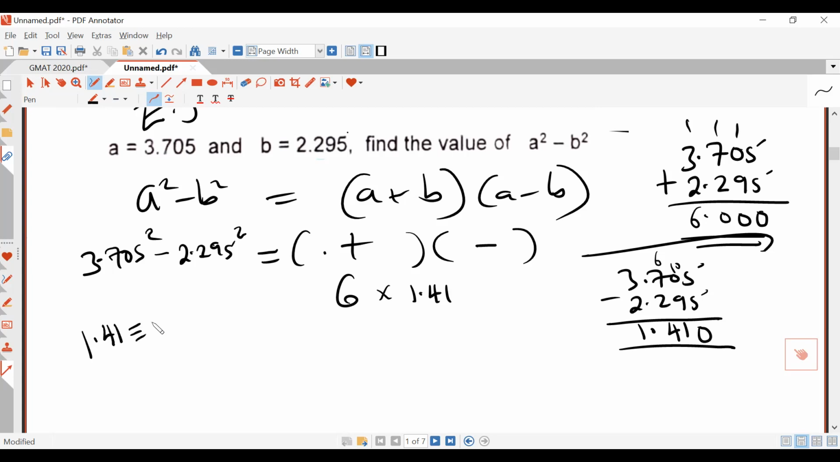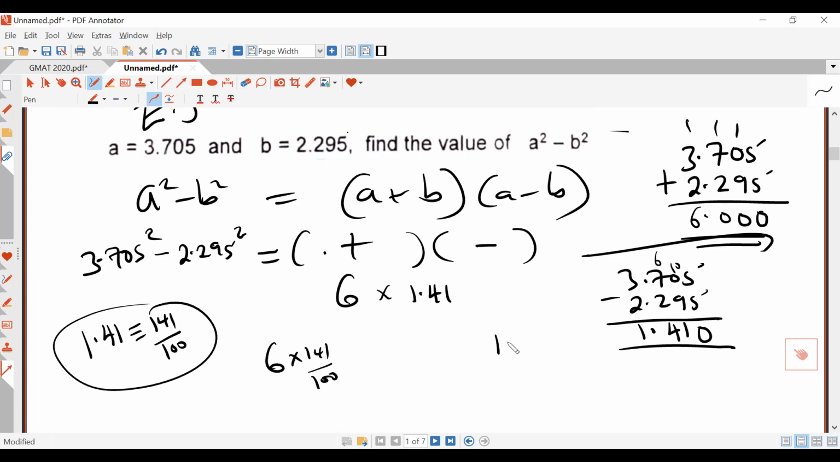1.41 is the same as 141 divided by 100. Is that fine? Yes. So you can simply get 6 times 141 out of 100. So you simply get your 141 times 6. And then you shall be having 6 times 1, we get 6. 6 times 4, that is 24, then you carry 2. Is that fine? Yeah, it is.